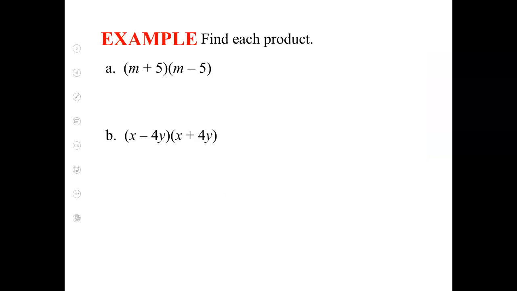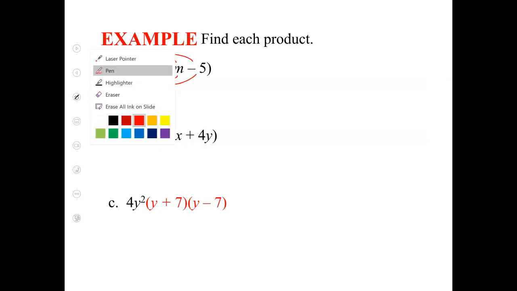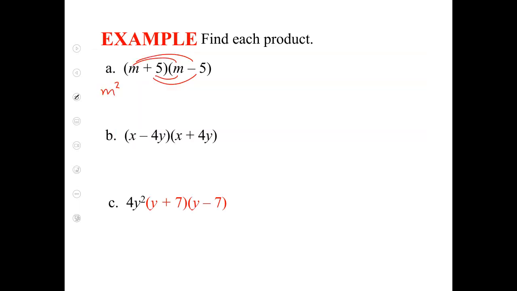So, if I do distributive property, we'll see why we get the pattern that we do. M squared minus 5m plus 5m minus 25. What happens with those middle terms? They cancel out. Negative 5, positive 5 makes those go away. M squared minus 25. Negative 5 plus 5 is what?